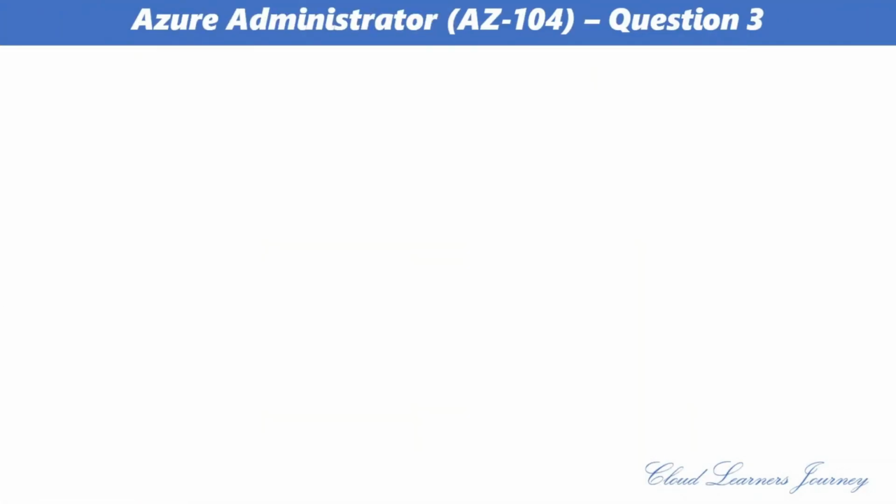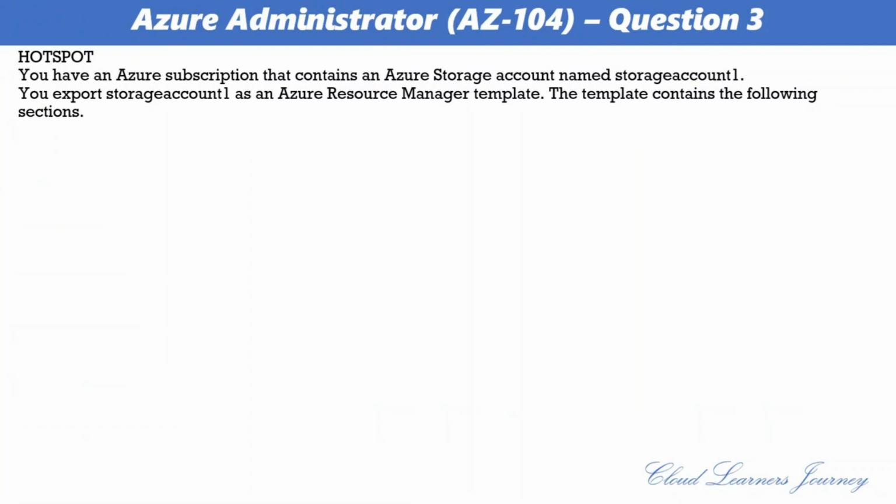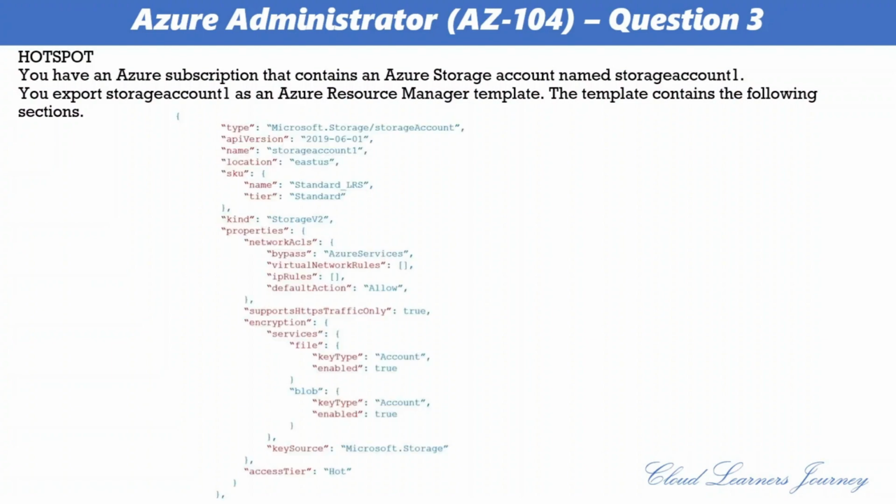Next, question number 3. You have an Azure subscription that contains an Azure storage account named Storage Account 1. You export Storage Account 1 as an Azure Resource Manager template. The template contains the following sections. Here you see the type, which is Microsoft.Storage/storageAccounts. Microsoft.Storage is the resource provider, and storageAccounts is the resource type. Name is Storage Account 1. Location is East US. You see the further options down below.